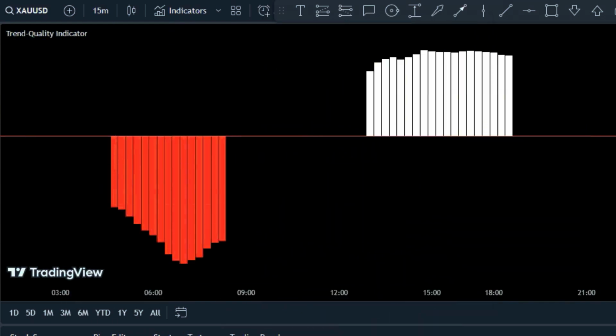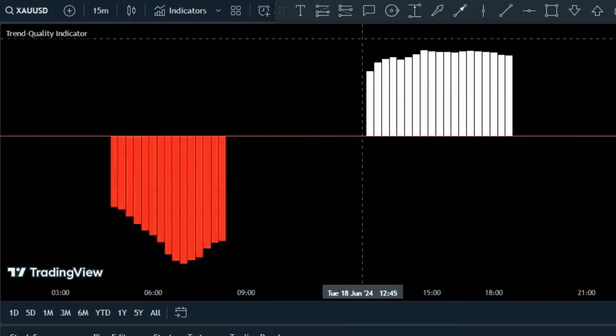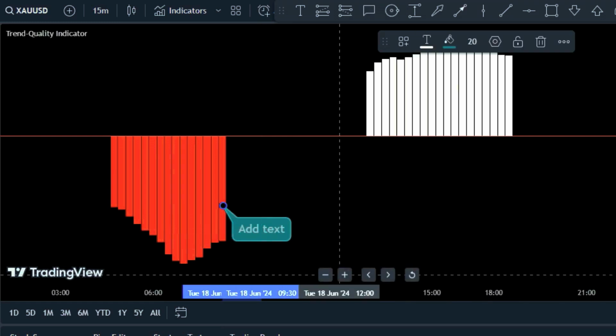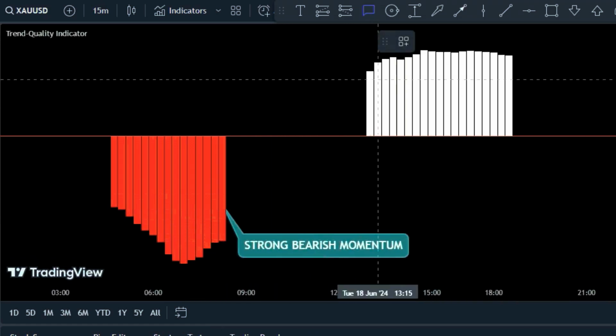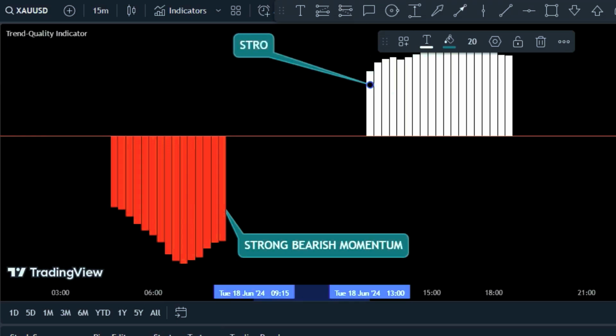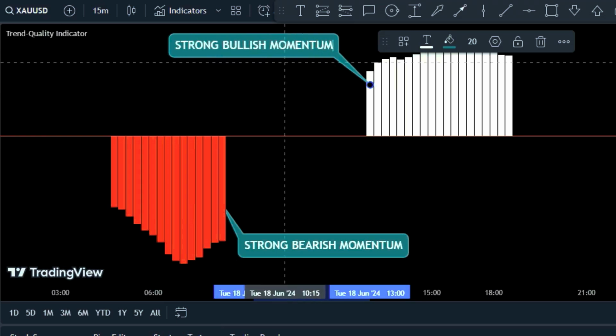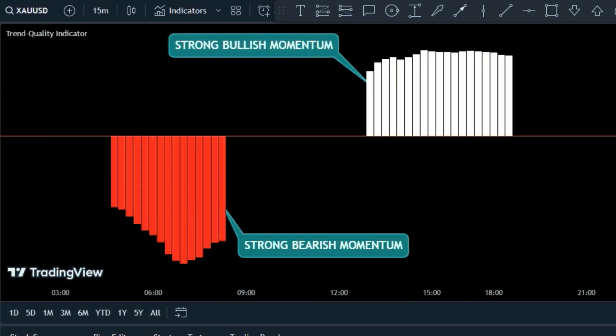Alright, let's break it down in simple terms to help improve trading skills. When you're looking at the trend quality indicator, pay attention to the histogram's color and position relative to the zero level. This will give you insights into the trading momentum. If the histogram appears red, it indicates a strong bearish momentum. This means the market's energy is leading toward a downward trend. On the other hand, if you see the histogram turning white and hovering above the zero level, it's a sign of a strong bullish momentum. That means the market's picking up steam and moving in a positive direction.